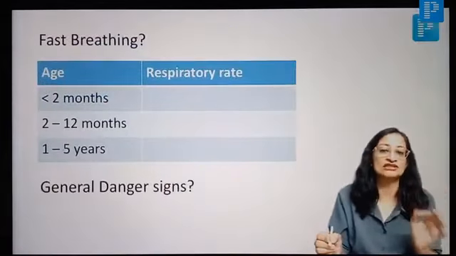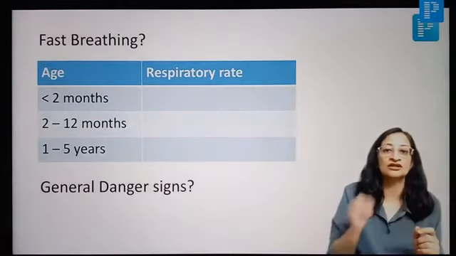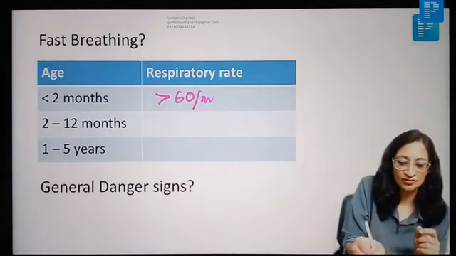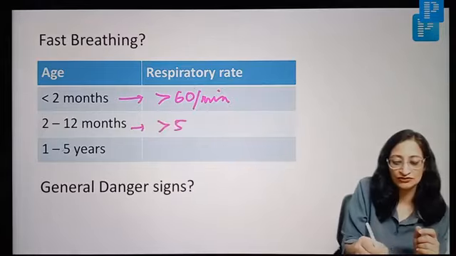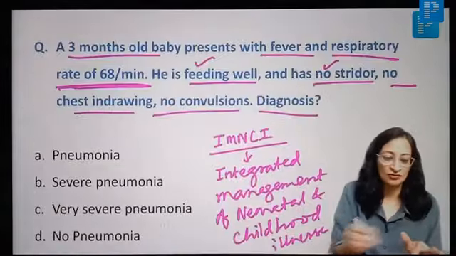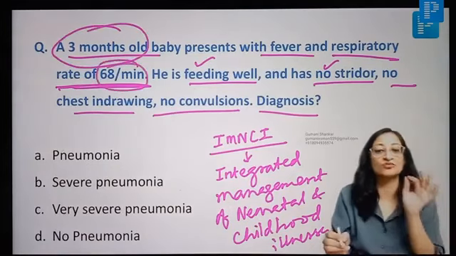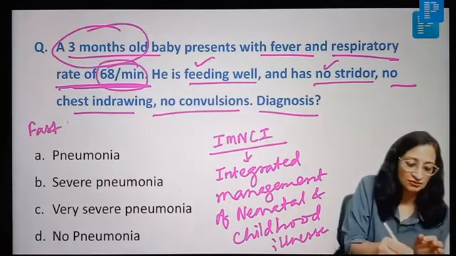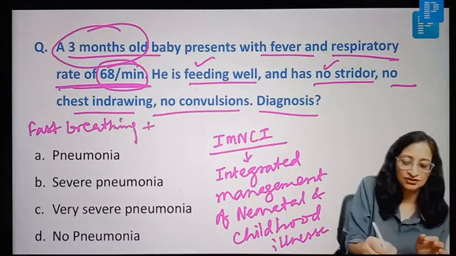So the first thing you have to see in this case is whether fast breathing is there or not. When do you call it fast breathing? Less than 2 months of age, if the respiratory rate is more than 60 per minute. 2 to 12 months of age, if it is more than 50 per minute. 1 to 5 years of age, if it is more than 40 per minute. In our case the child's age is 3 months, and the respiratory rate is 68, which is more than 50 per minute. So fast breathing is present here.